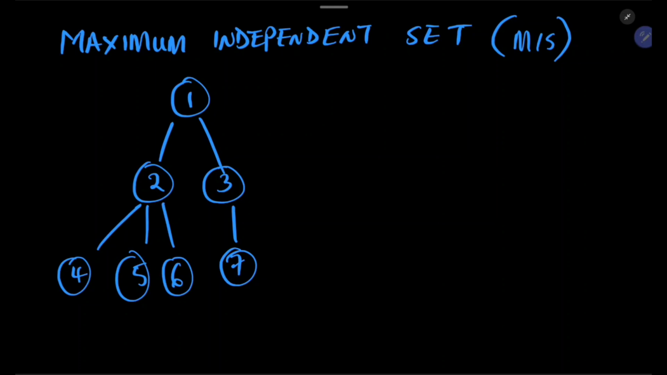But if we chose, let's say we chose 1, we won't be able to choose 2 and 3. But then that means we can choose 4, 5, 6, 7. And if this is the maximum number of vertices we can get from this tree, which are not connected by any edge, it means that this is the maximum independent set.